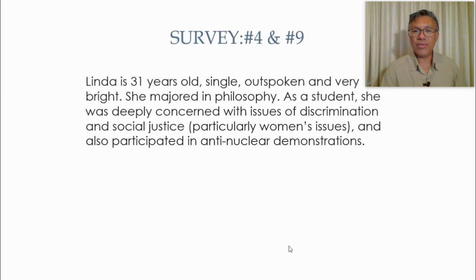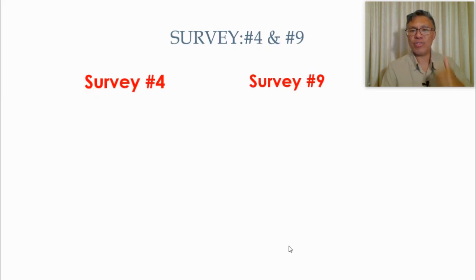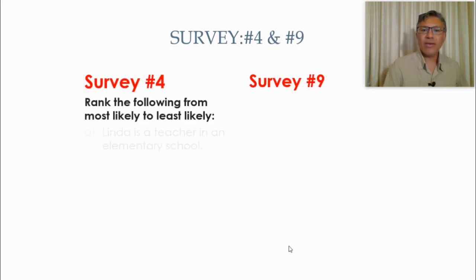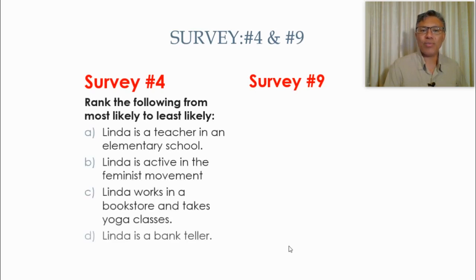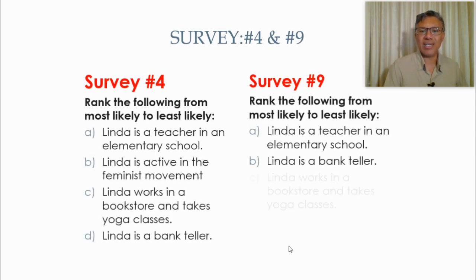Surveys 4 and 9. I wanted you to write down all of your responses to the surveys, so hopefully you have that in front of you. Survey number 4 and 9. Okay, so here is Linda. Again, Linda's a 31-year-old, single, outspoken, and very bright. She majored in philosophy. As a student, she was deeply concerned with issues of discrimination and social justice, particularly women's issues, and also participated in anti-nuclear demonstrations. And I gave you 2 different surveys for this. I asked you to rank these possibilities from most likely to least likely.